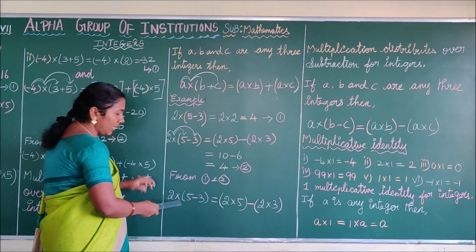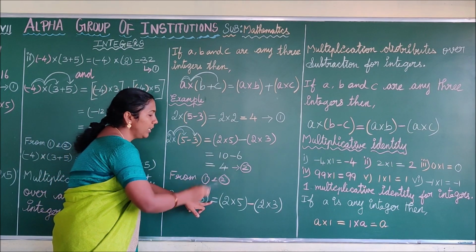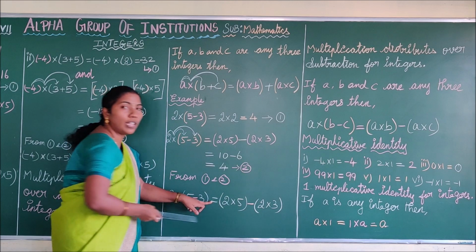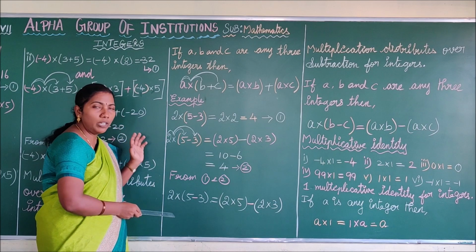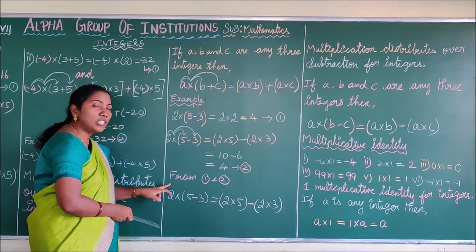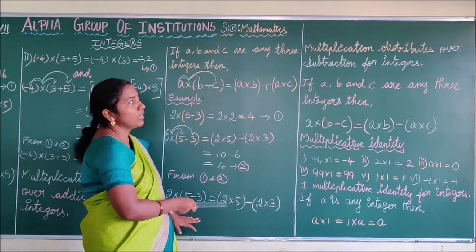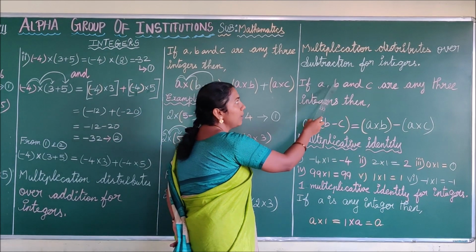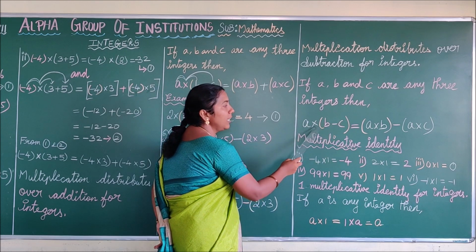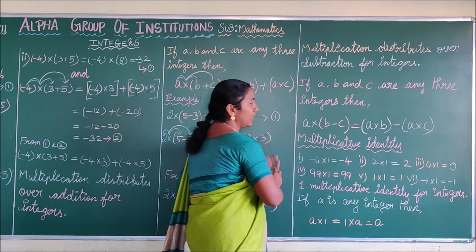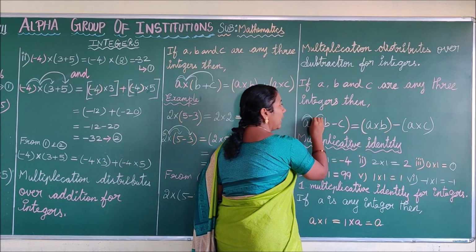From 1 and 2 we can write 2 into 5 minus 3 can also be written as 2 into 5 minus 2 into 3. It's clear, children? As we saw the distributive property of multiplication over addition, we are now seeing the distributive property of multiplication over subtraction. Now we are going to give the concept for this. If A, B and C are any three integers, then A into B minus C can be written as A into B minus A into C.